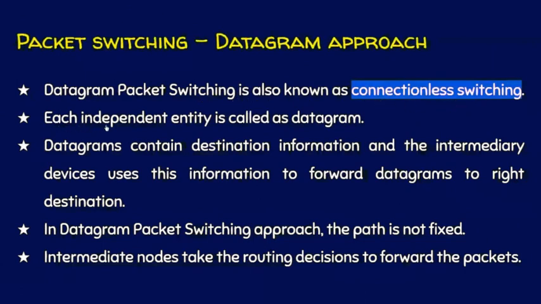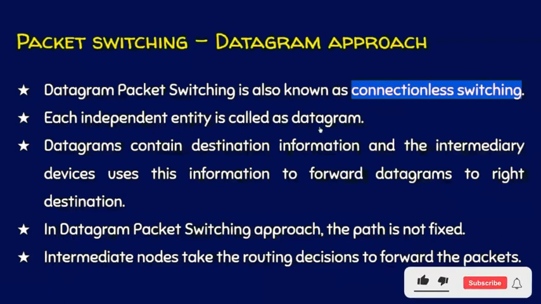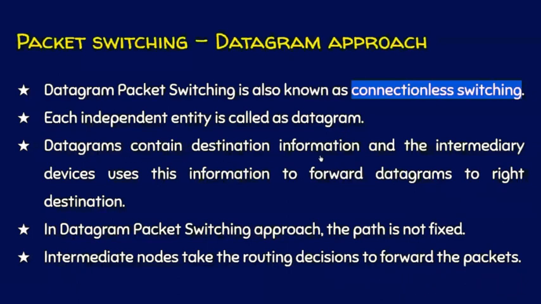Datagram packet switching is also known as connectionless switching. It means each independent entity is called a datagram. If the message is broken into 5 pieces, then each of these 5 pieces is called a datagram. And each datagram contains destination information, and the intermediary devices use this information to forward the datagrams to the right destination. Suppose the original message is broken into 5 datagrams, each datagram will have destination information, and this destination information will help the intermediary device to forward the datagrams to the right destination.